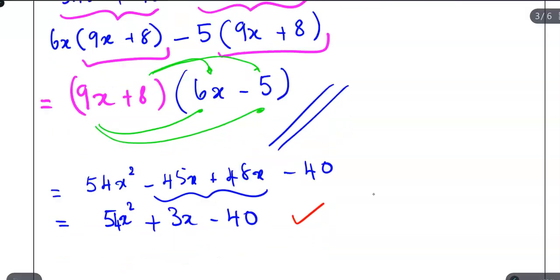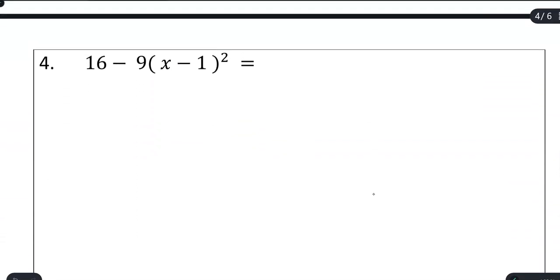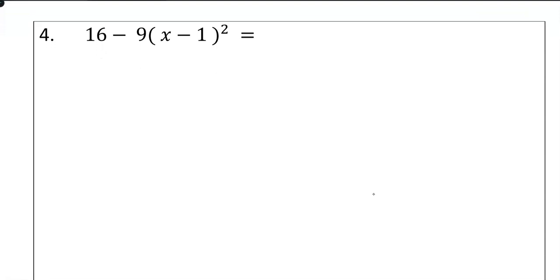Alright, okay, so let's move on to the next question. Oh, this question here is a bit complicated, okay? There is a difference of squares hidden between these two terms. So what I'm going to ask you to do is just follow the method that I show you next, involving a deep understanding of exponents. Alright, so again, the deep understanding of exponents is this.